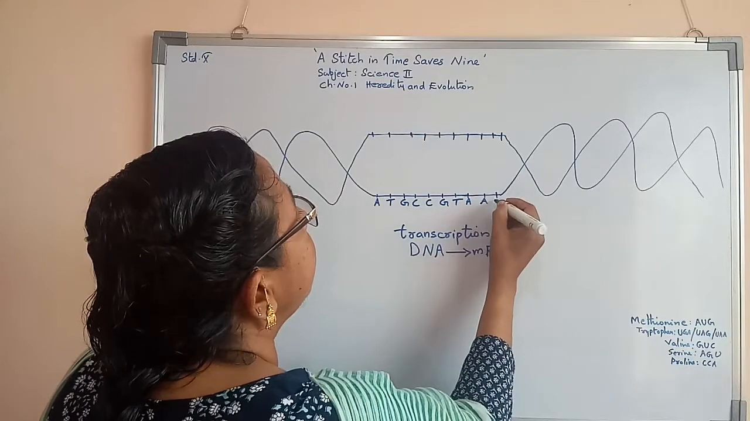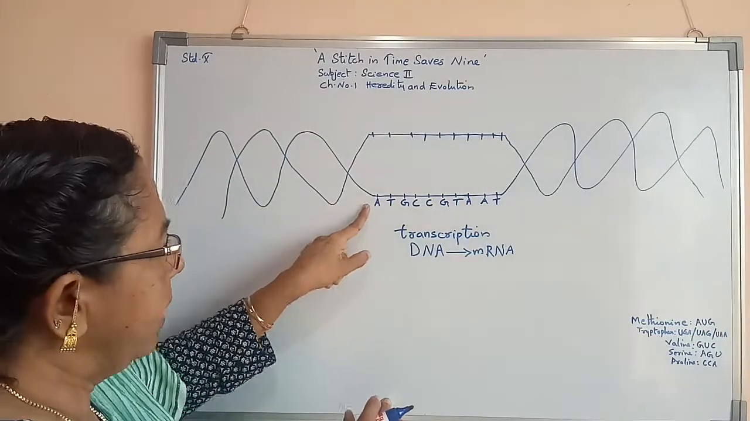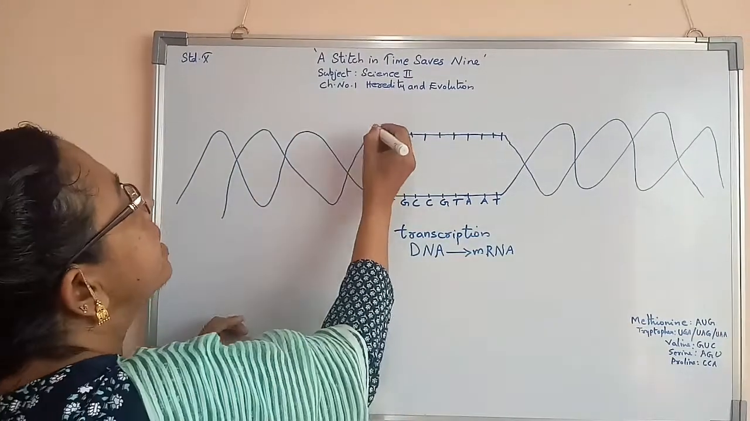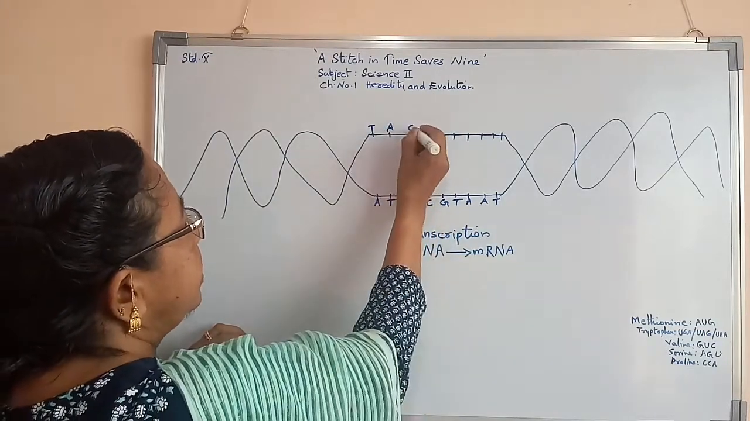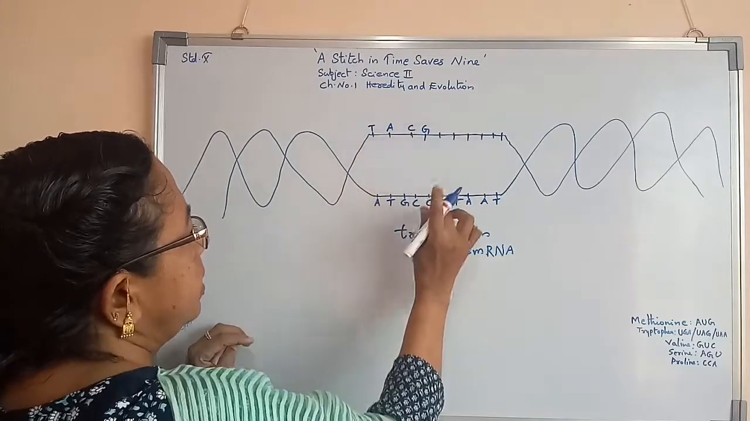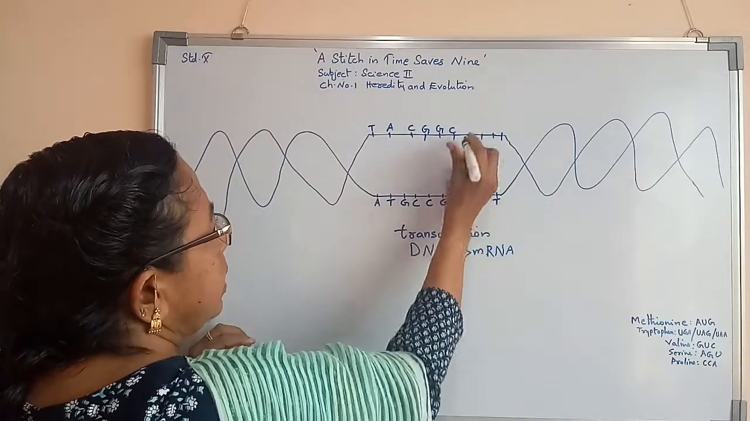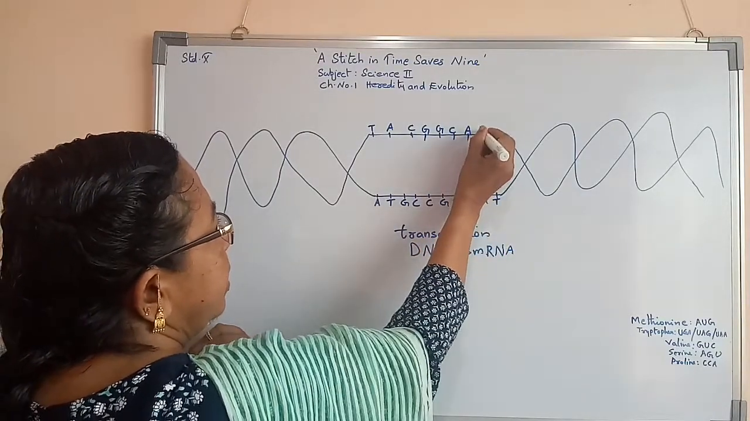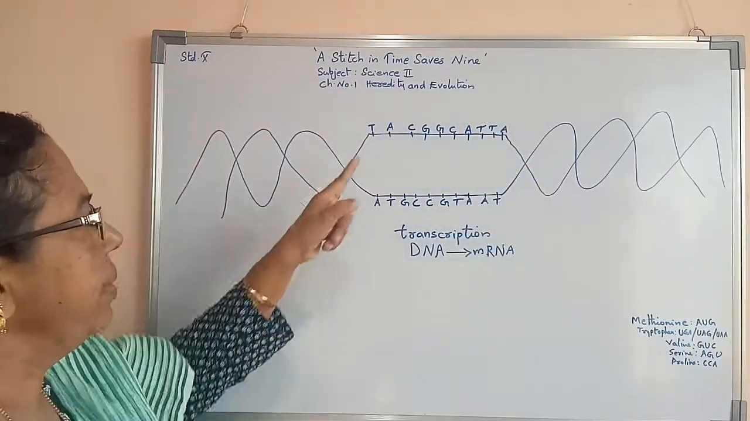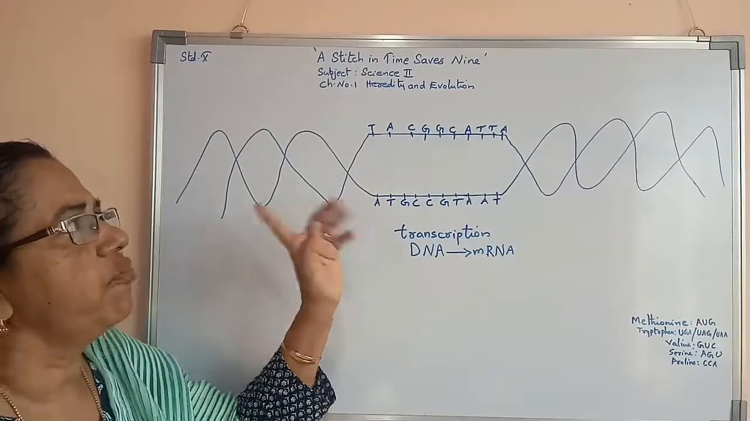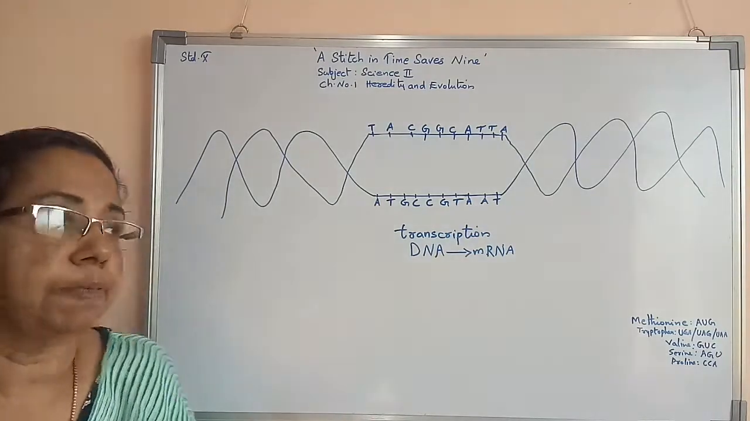Now I am writing A, then T, any. But take care that where A is there, on its opposite side there will be T. Where T is there, then A. G is there, then C. C is there, then G. C is there, then G. G is there, then C. T is there, then A. A is there, then T. T is there, then A. So that means a matching pair. A can form a pair with T only. C can form a pair with G only.